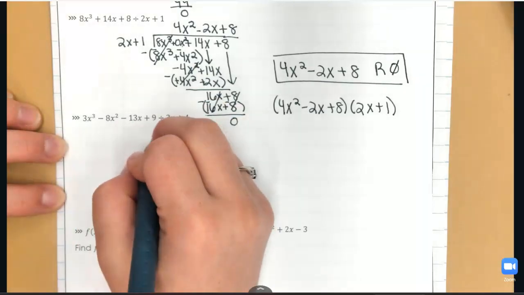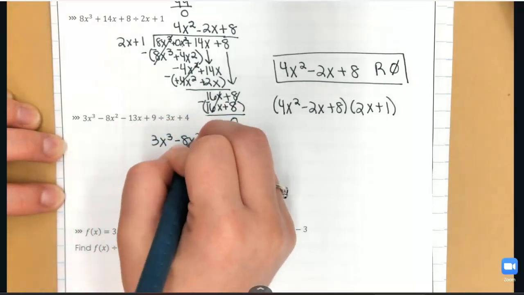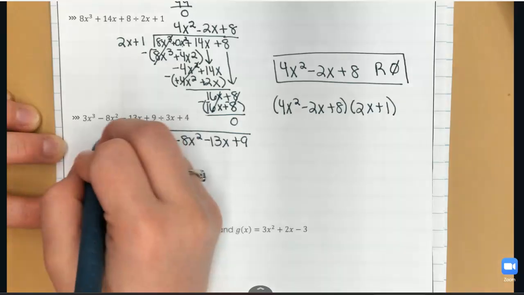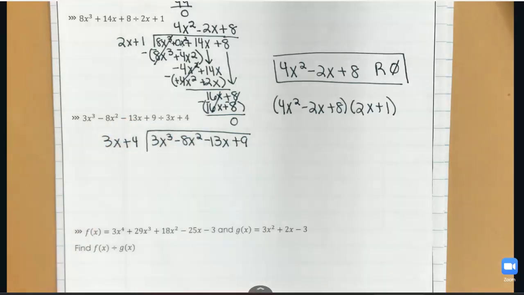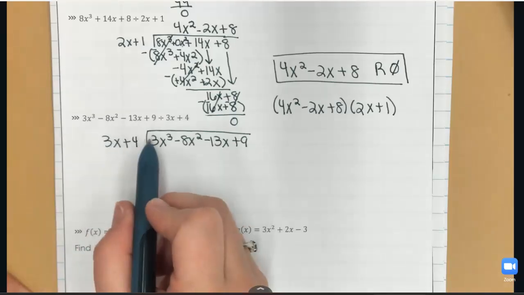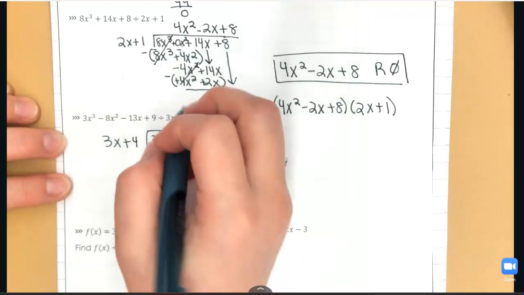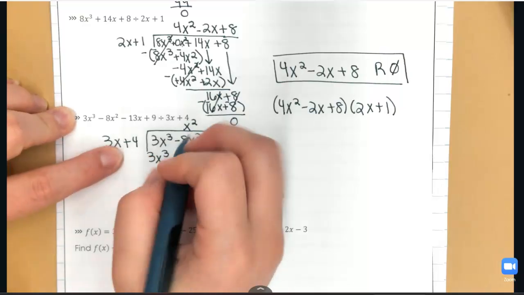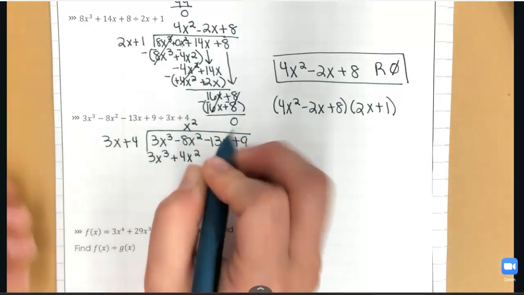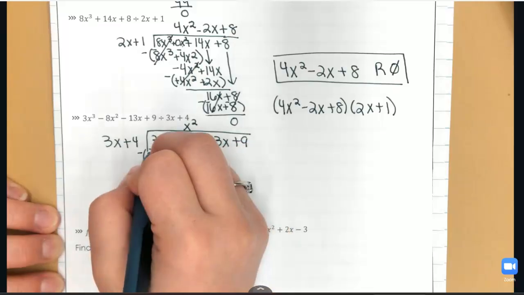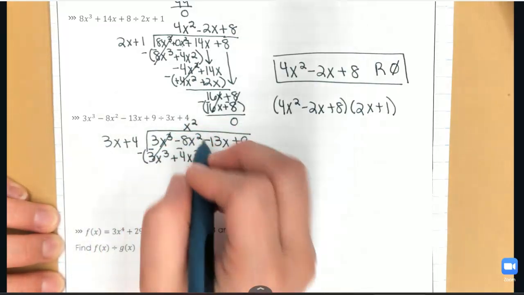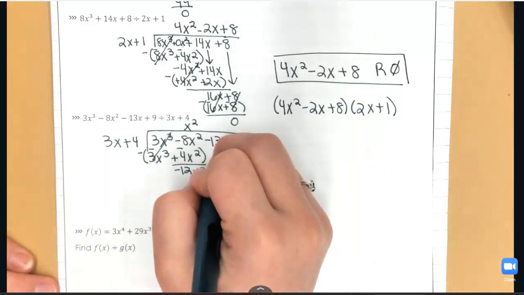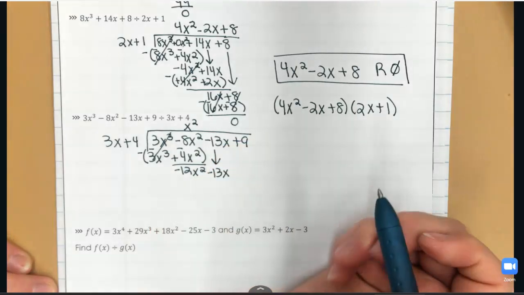Again, we're going to make our house. 3x cubed minus 8x squared minus 13x plus 9 is going inside. And then 3x plus 4 is going on the outside. To get 3x cubed out of 3x, I would need to multiply by x squared. So x squared times 3x gives me 3x cubed. X squared times 4 gives me 4x squared. I'm going to subtract that whole thing, which means I'm distributing the negative. So those cancel, and then negative 8x squared minus 4x squared is going to be negative 12x squared. Then I can bring down my next term, negative 13x.